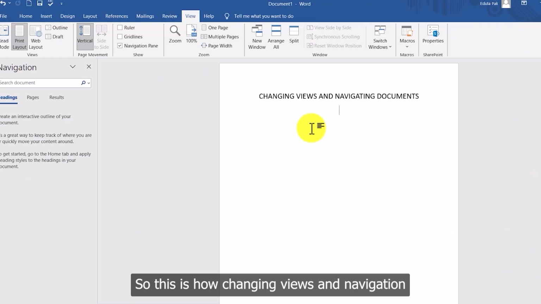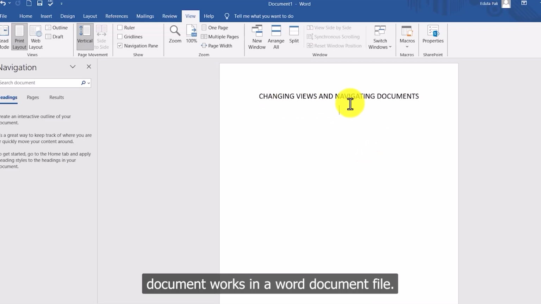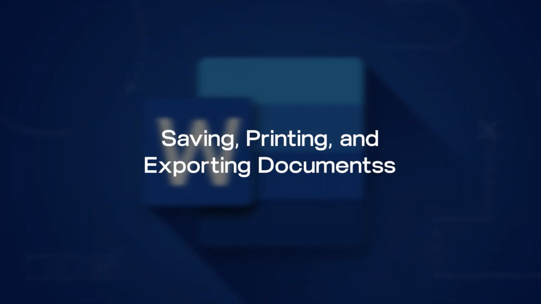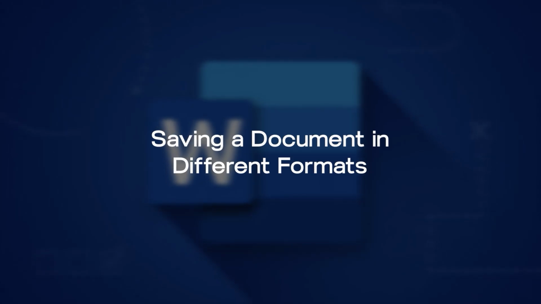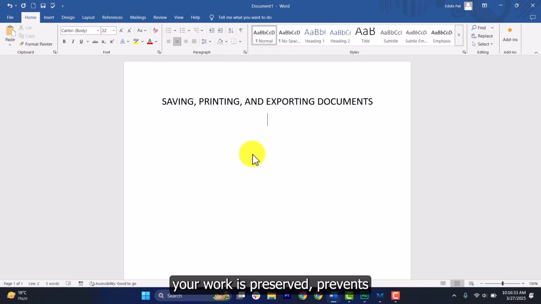So this is how changing views and navigating documents works in a Word document file. Saving, printing, and exporting documents. Saving a document in different formats. Saving ensures your work is preserved, prevents data loss, and makes files accessible across different devices and software.